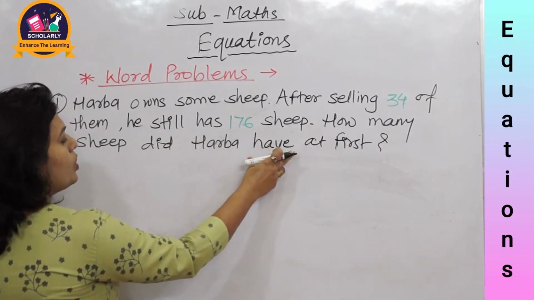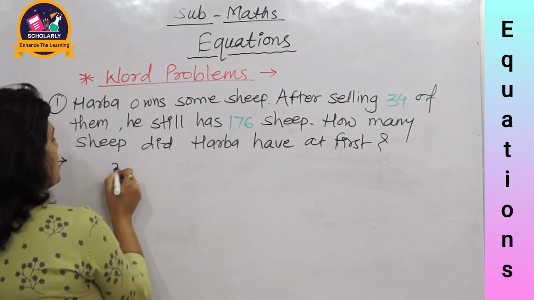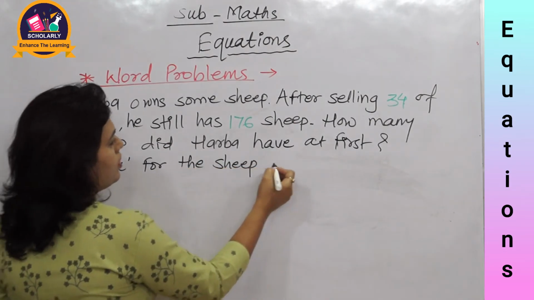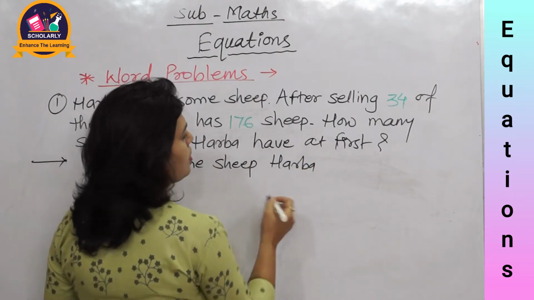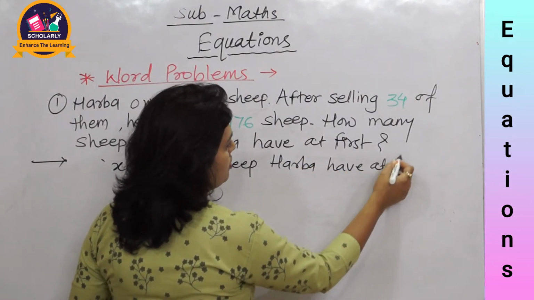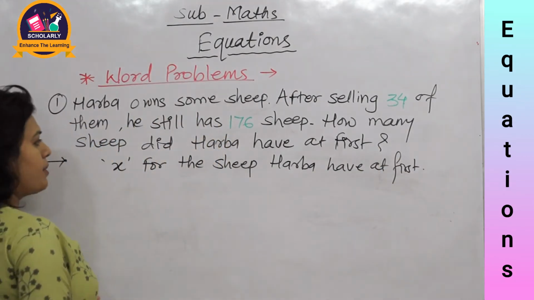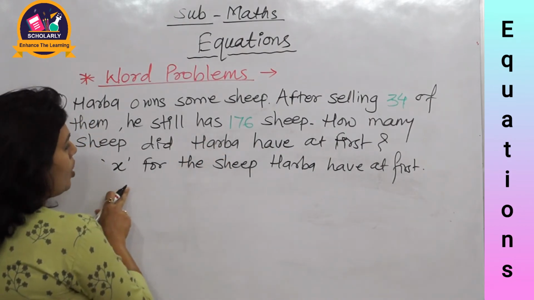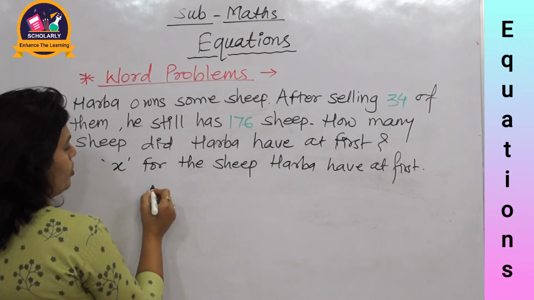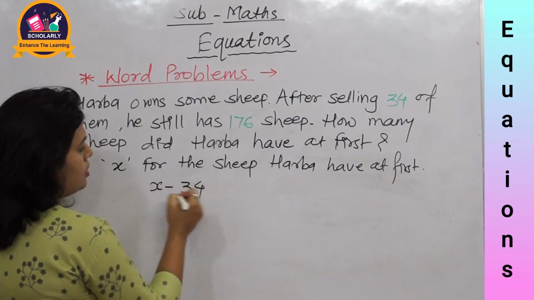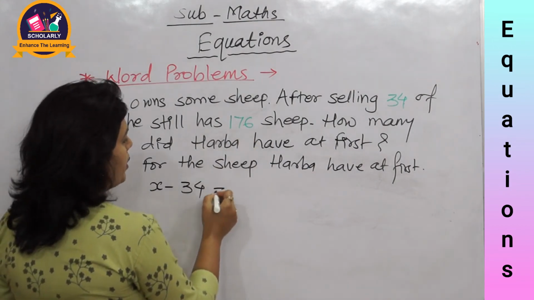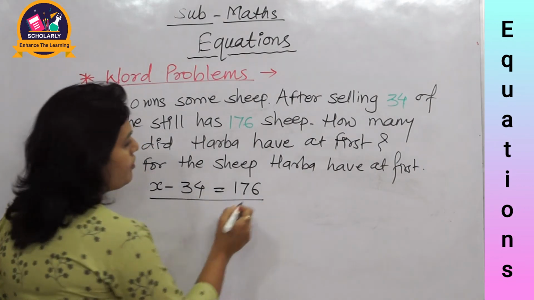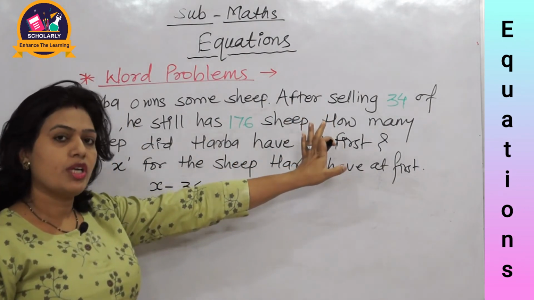So if we don't know how many sheep he had at first, let's consider X for the sheep Harba had at first. That means X is the total number of sheep Harba has, and from this X he sold 34. X minus 34. Remaining sheep are 176. This is the equation for this information. We have written an equation for this.